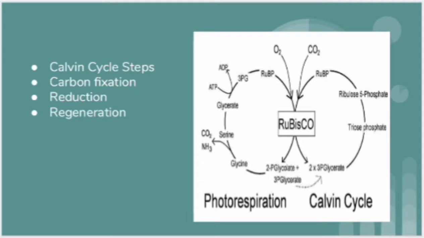Now, second step, reduction. In the second stage of the Calvin cycle, the 3-phosphoglyceric acid or 3-PGA molecules created through carbon fixation are converted into molecules of a simple sugar named glyceraldehyde 3-phosphate or G3P. This stage uses energy from ATP and NADPH created in the light dependent reactions of photosynthesis.